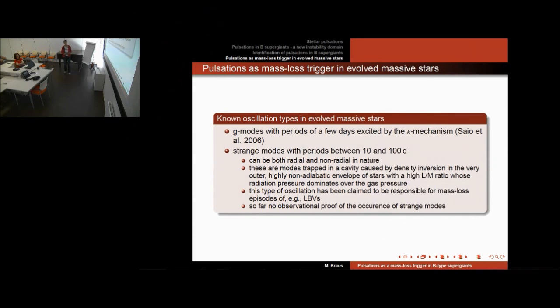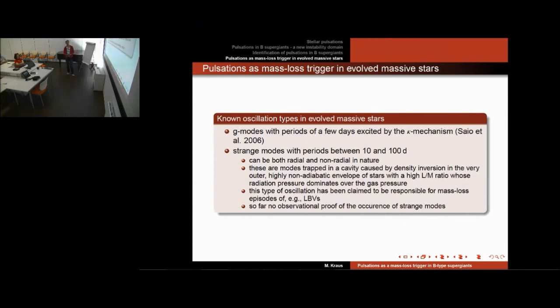supposed that these modes are trapped in a cavity caused by some density inversion in the outer non-adiabatic envelope of stars that have a very high luminosity over mass ratio, which would exactly fit to stars that come back from the red evolution. So when they lost a lot of mass during a red supergiant stage, then they keep the luminosity, but the mass went down, so this ratio goes up. And then these stars are suitable to excite these so-called strange modes. And they have been suggested to be the cause for the LBV eruptions or LBV mass loss phases.